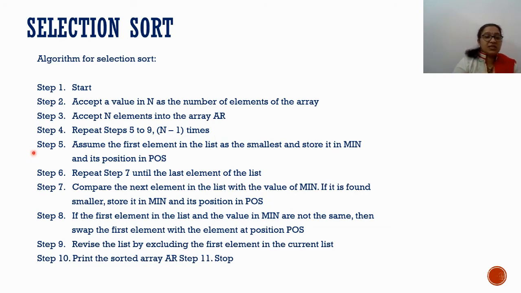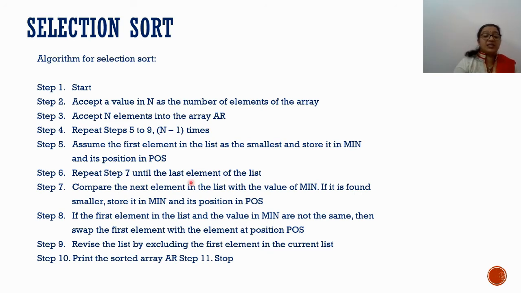So now, step 5. Assume the first element in the list as the smallest and store it in min and its position in POS. So first we are assuming the 0th position value is the smallest one and we are storing it in min and its position in POS. So first position is 0. So 0 is in POS and the first value is in min now. Now step 6. Repeat step 7 until the last element of the list. So only that step 7 we want to do until the last element of that array.